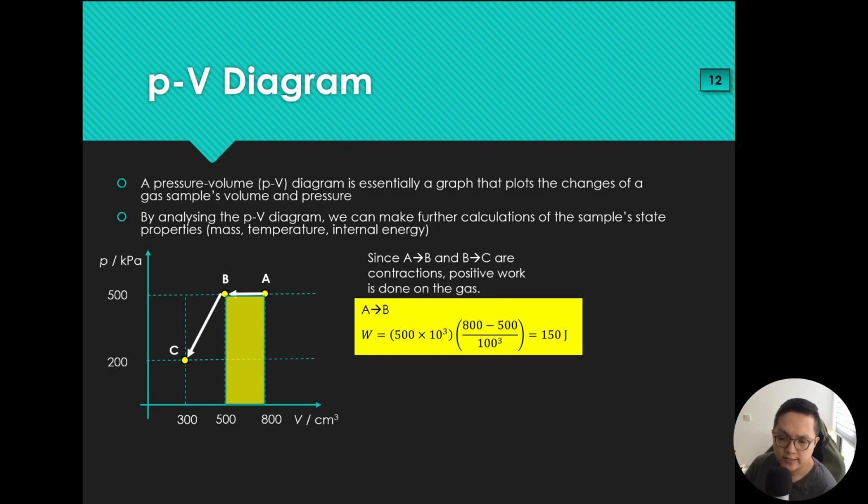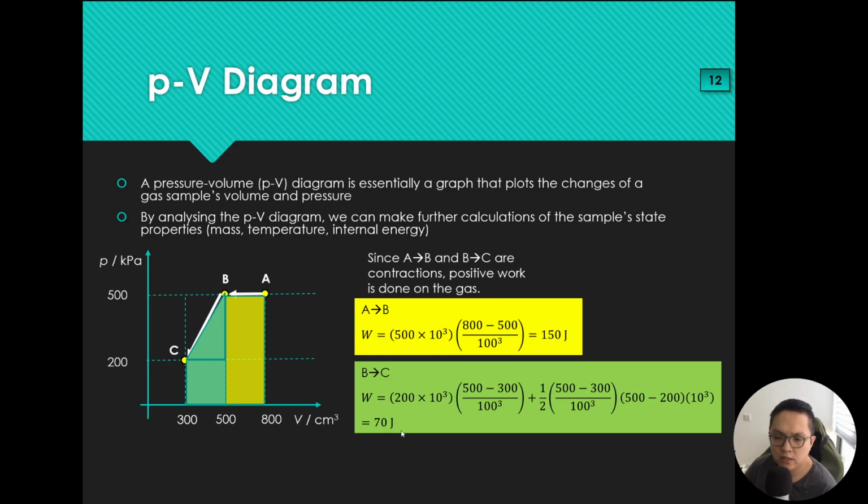Next, for B to C, we have this shape here. This is essentially a rectangle plus a triangle on top. You can treat it as a trapezium, so you can use whichever method you prefer. I treated this as a rectangle plus a triangle on top, so I got about 70 joules. This is also positive work, because positive work is done on the gas, since it's compression.